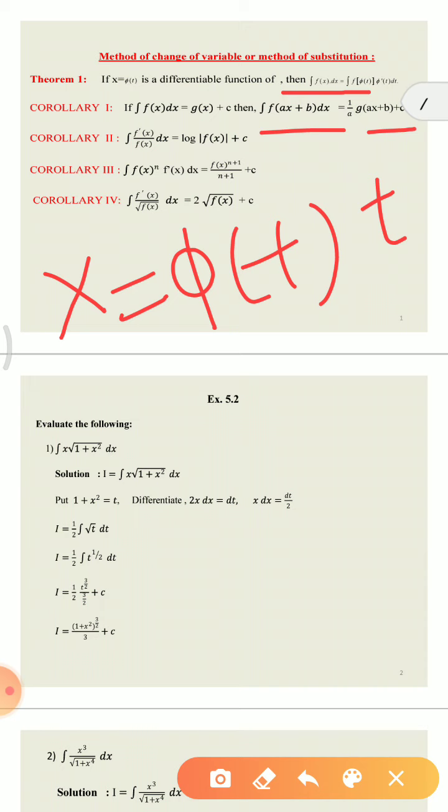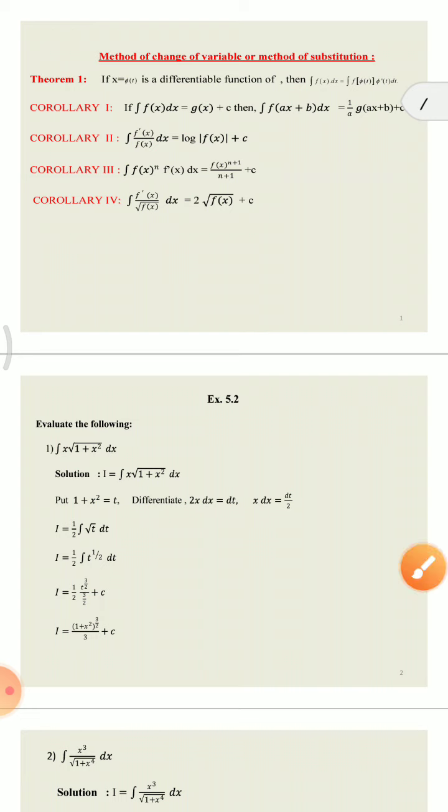Next, integration of f of x raised to n into f dash of x dx is equal to f of x raised to n plus 1 upon n plus 1 plus c. And the fourth corollary: integration of f dash of x upon root of f of x dx is equal to 2 root of f of x plus c. That means the integration of 1 upon root x is 2 root x; only here we have a function, that is 2 root f of x plus c. These are the one theorem and 4 corollaries without proof.